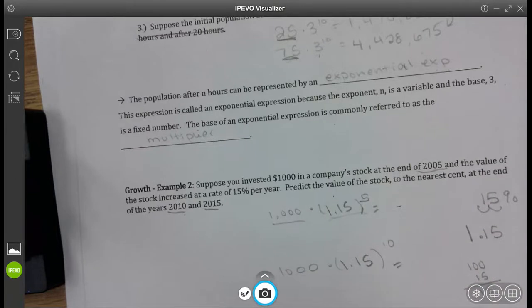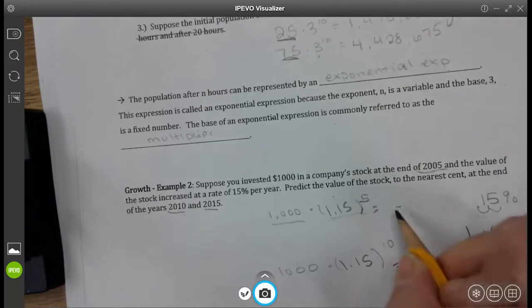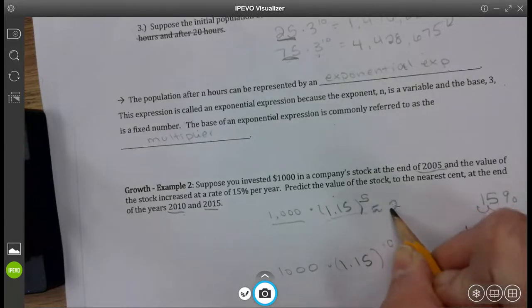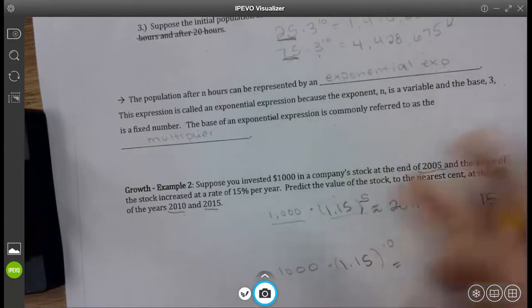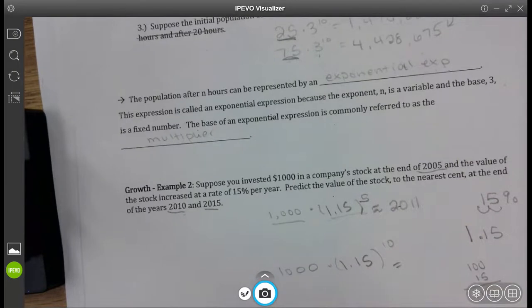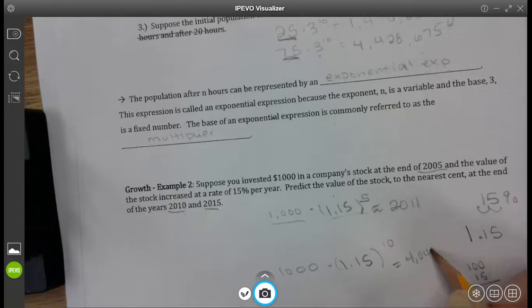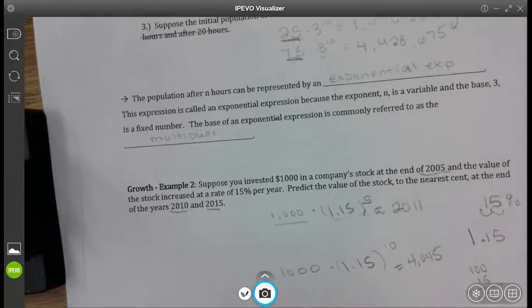So 1,000 times 1.15 to the fifth. That's going to give you about $2,000 just sitting there for 5 years. Now, if you wait a little bit longer, it's going to be 4,000. 4 times the money. Okay.